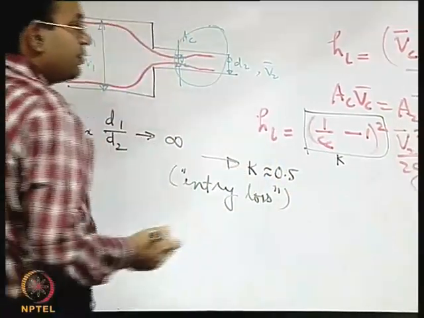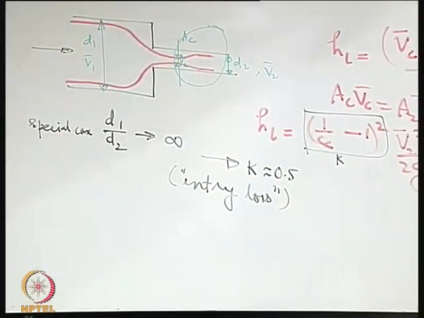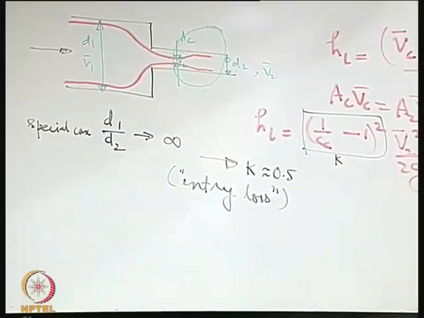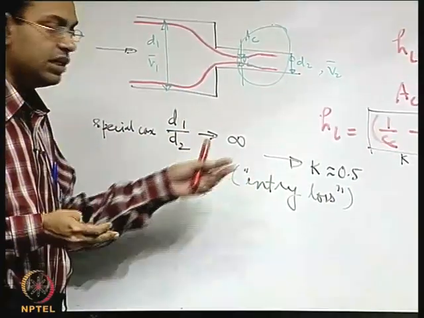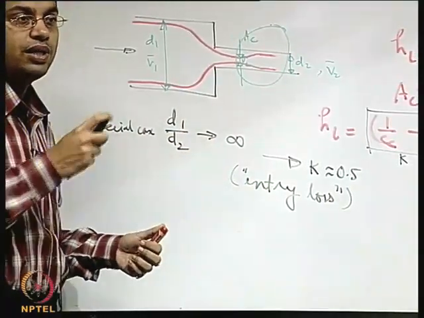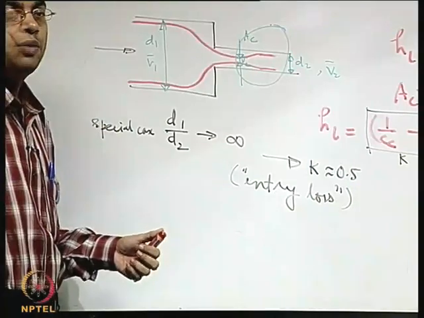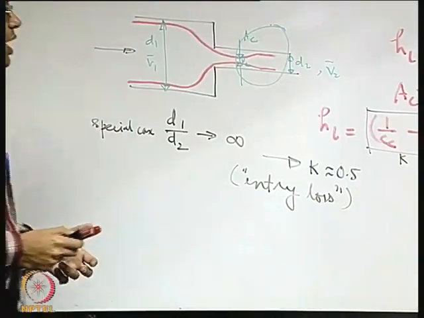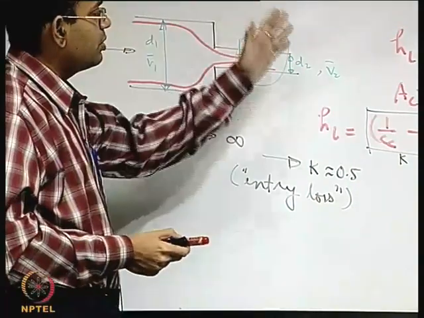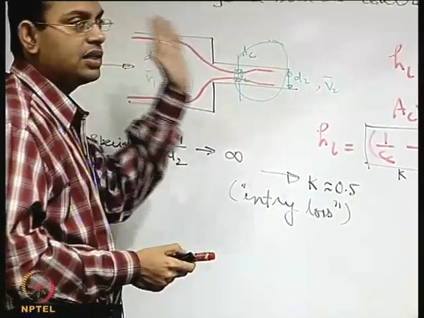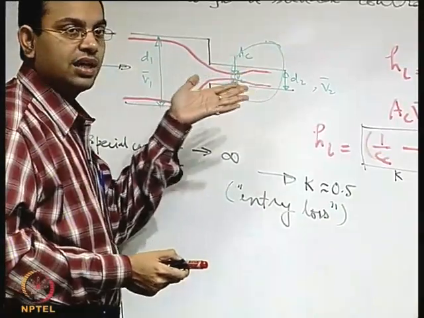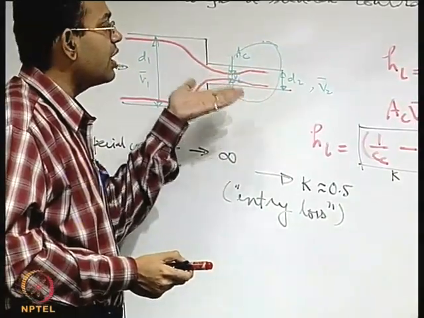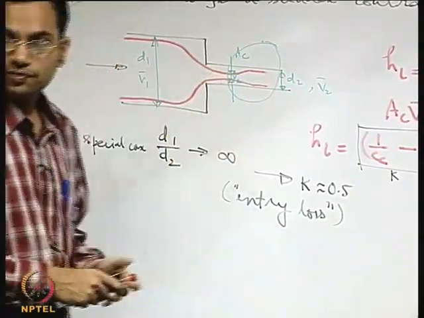The concepts of entry and exit loss are somewhat similar. One is fluid entering the pipe from a reservoir, so that is entry loss, and exit is fluid exiting from the pipe to another reservoir. In either of these cases it is a sudden expansion or contraction that we are keeping in mind, and as we have just discussed, loss due to sudden contraction is basically due to a sudden expansion.